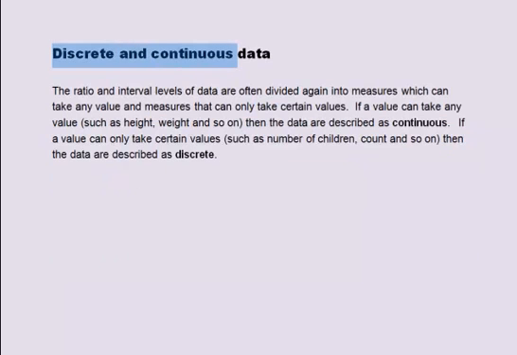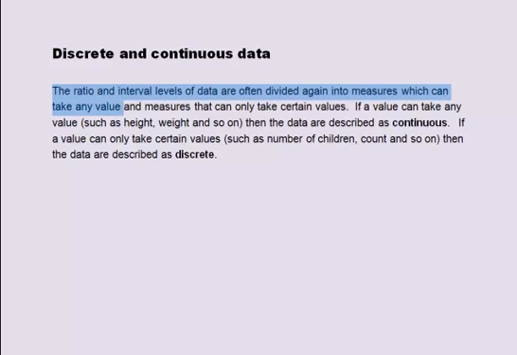Discrete and continuous data. The ratio and interval levels of data are often divided again into measures which can take any value and measures that can only take certain values. If a value can take any value, such as height, weight, and so on, then the data are described as continuous. If a value can only take certain values, such as number of children, count, and so on, then the data are described as discrete.